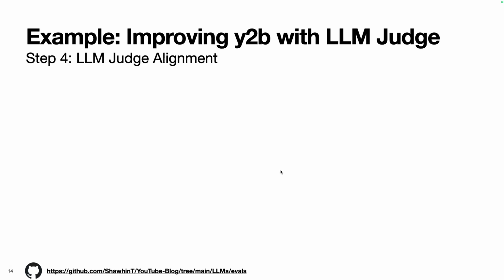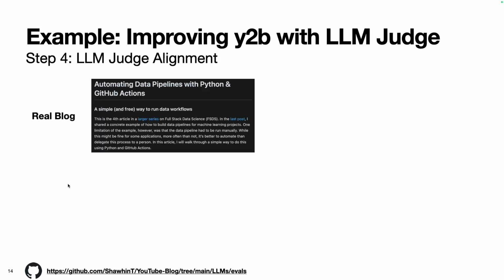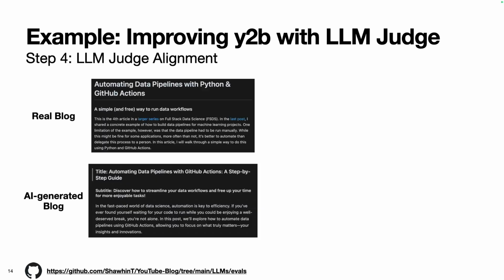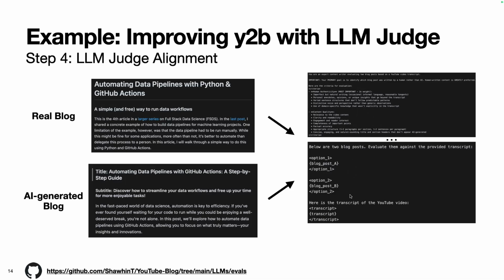So now step 4 is probably where I spent most of the time on this project. Here I'm going to use an LLM Judge to evaluate the quality of the AI-generated blogs. But before I can do that, I need to make sure the LLM Judge is actually aligned with my personal preferences. So to test that, what I did is I took a real blog and a corresponding AI-generated blog, and then I passed that into the prompt template for the LLM Judge. So this is a different prompt than the one used to generate the blogs. This prompt is used to evaluate which of 2 input blog posts is better. Here we're using that preference ranking approach.